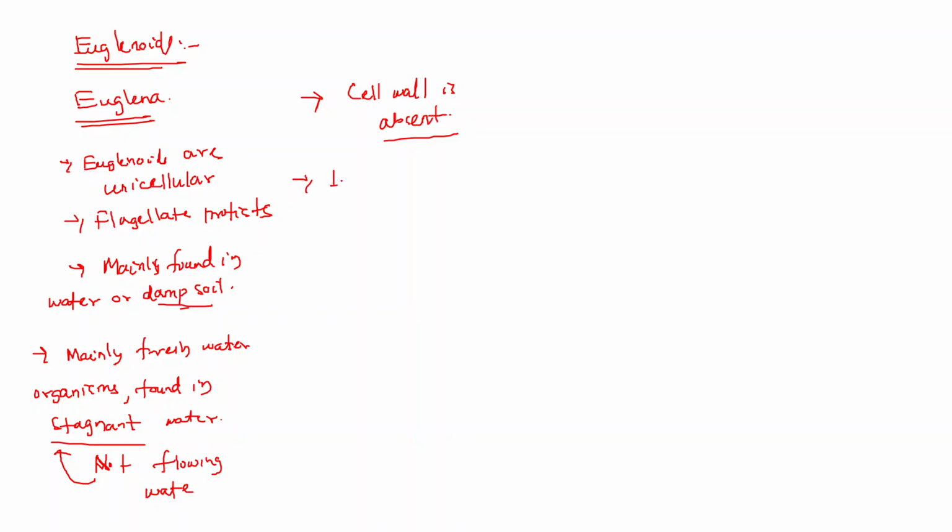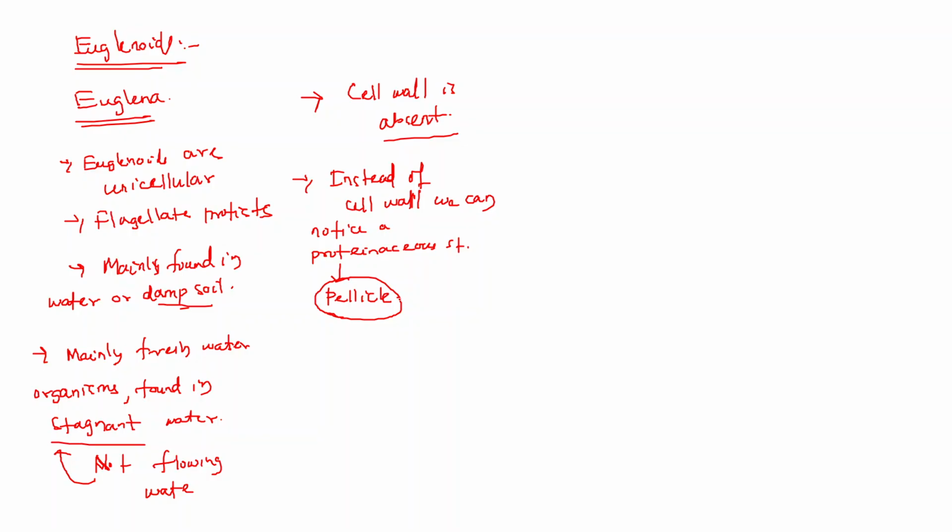As the cell wall is absent, instead of the cell wall we can notice a proteinaceous structure which is called pellicle, and this pellicle is mainly noticed in euglenoids.